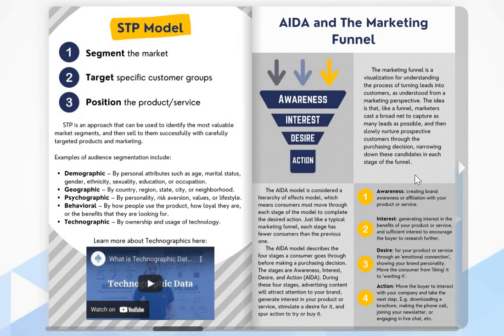And then we go into STP, so different examples of segmentation: demographics, geographics, psychographics, and behavioural. But I also included technographics here because I thought it was really interesting, and I wanted to write more about it, but I didn't really have space, so I included this video instead, which does a really good job of explaining how technographic data can be used in marketing.